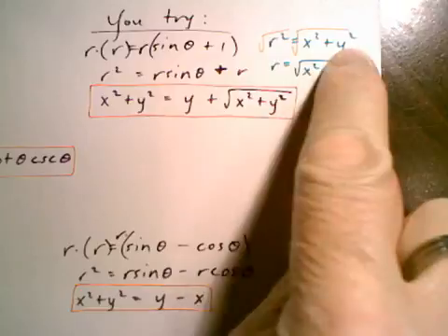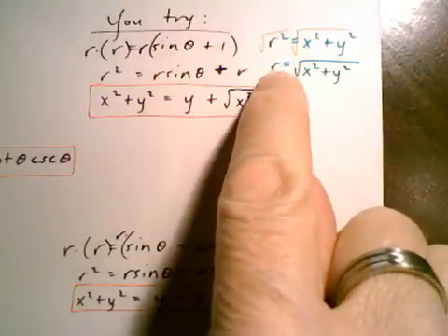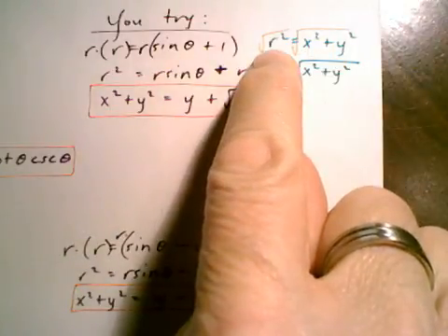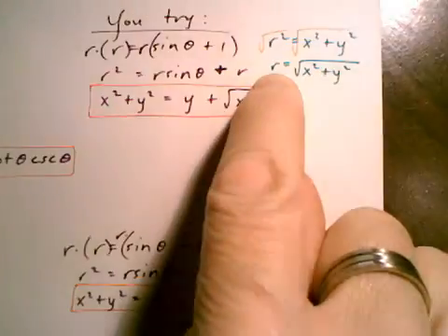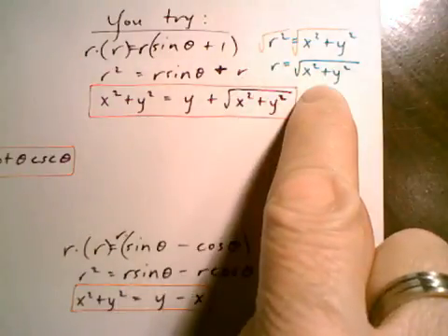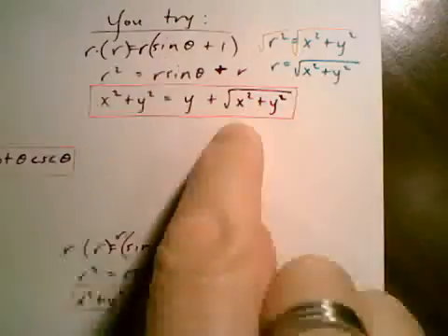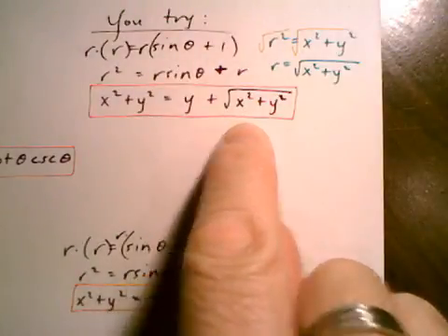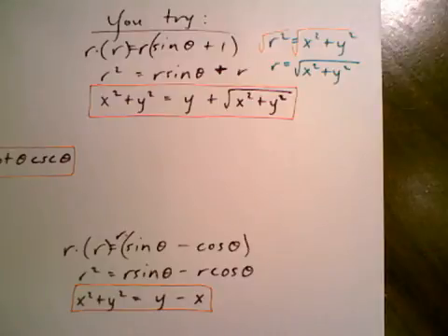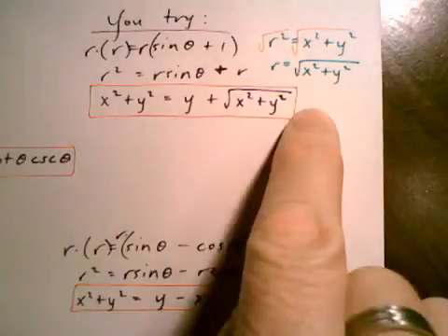If you do start with r squared, that's fine, but take the square root of both sides, square root of r squared is r, and then the right side is radical x squared plus y squared. So I couldn't get rid of that r, so I just went ahead and left it as radical x squared plus y squared. Not a really pleasant looking equation.